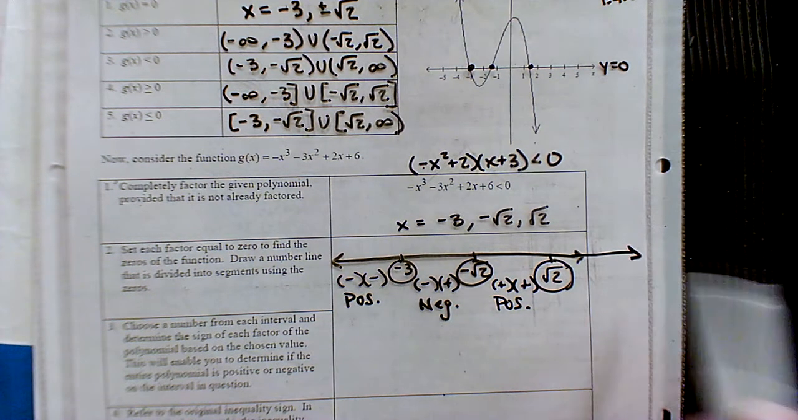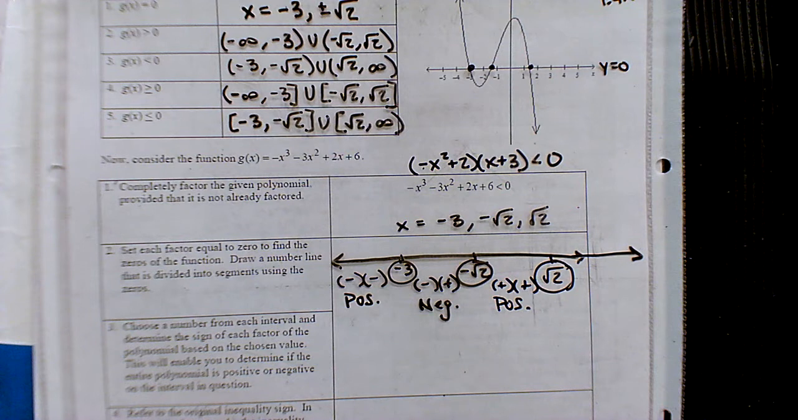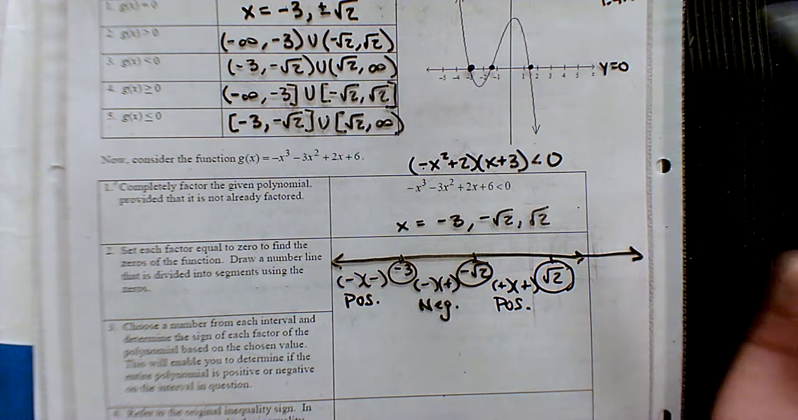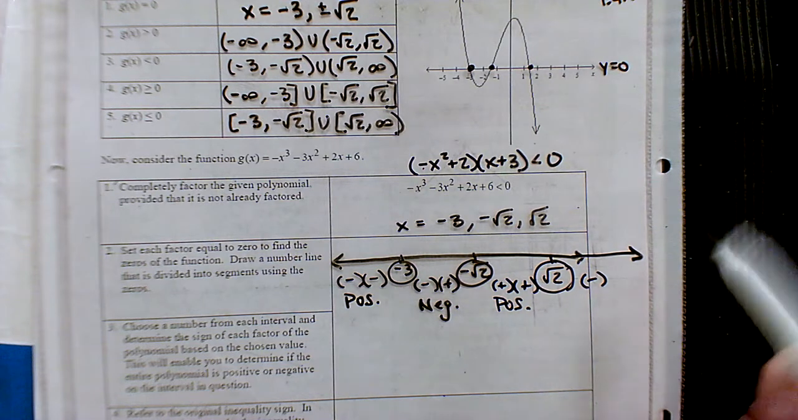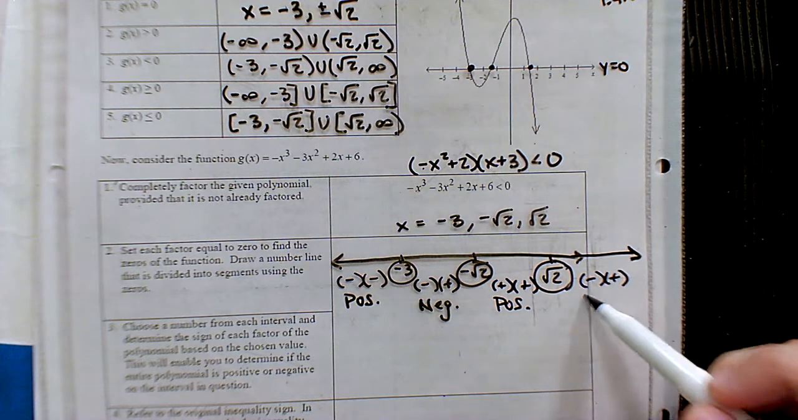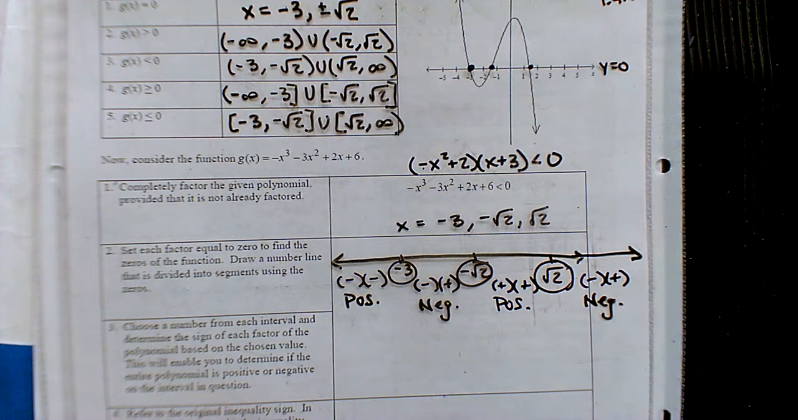And then our last section, square root of 2 to infinity. Anything really there? Yeah? 2, okay. 2 into your first factor would be negative. 2 into your second factor would be positive. Multiplied together, we get negative.